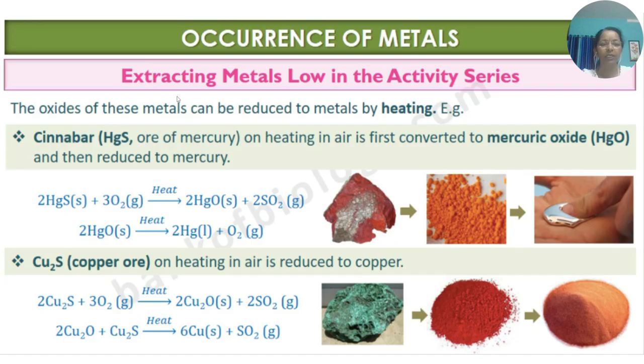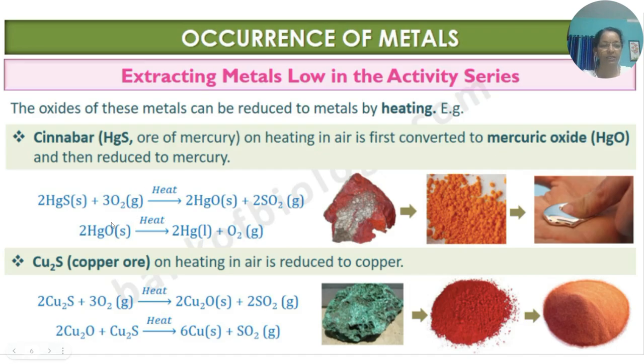Now, first we'll talk about extracting metals low in the activity series. We have mercury and copper being discussed here. Mercury is found in nature in the form of sulfide, or we call it cinnabar. Cinnabar is mercury sulfide, the ore of mercury. Heating in the air first converts it to mercuric oxide.